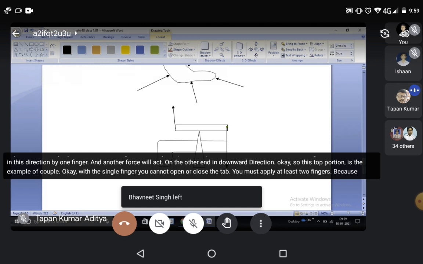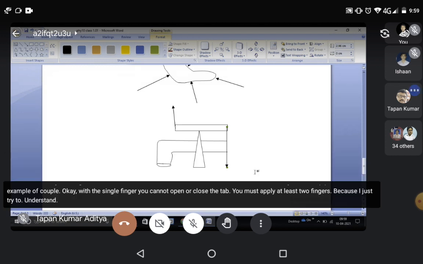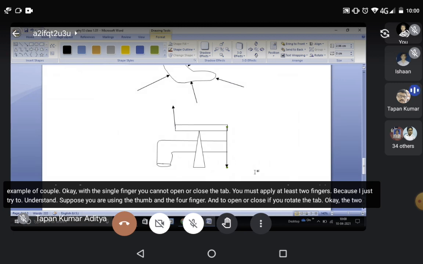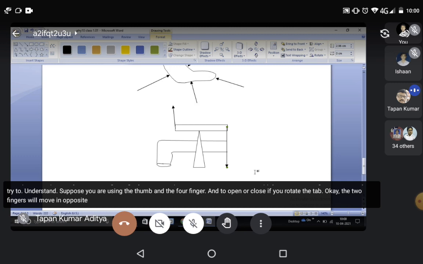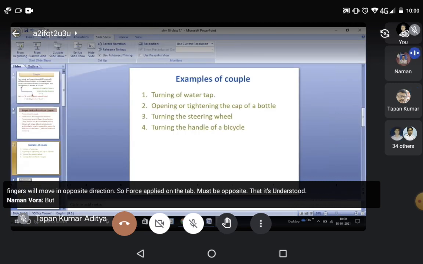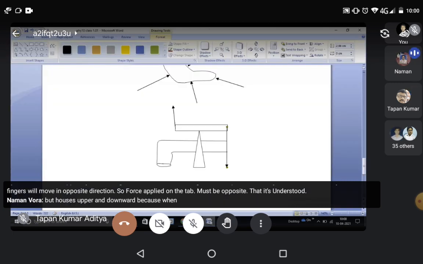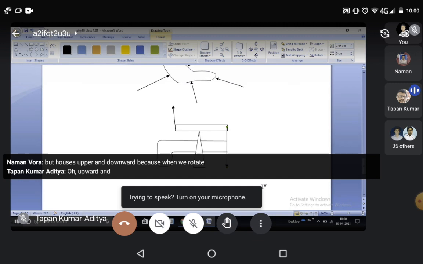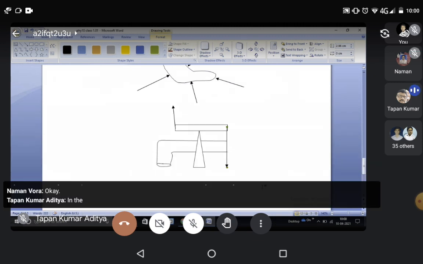Just try to understand. Suppose you are using the thumb and the forefinger, and to open or close, you rotate the tap. The two fingers will move in opposite direction, so the force applied on the tap must be in opposite direction. Understood? And upward and downward, because when we say no upward and downward, it means sideways. Okay, sir. In the diagram it looks upward.